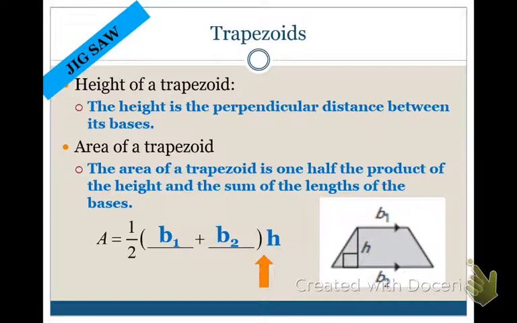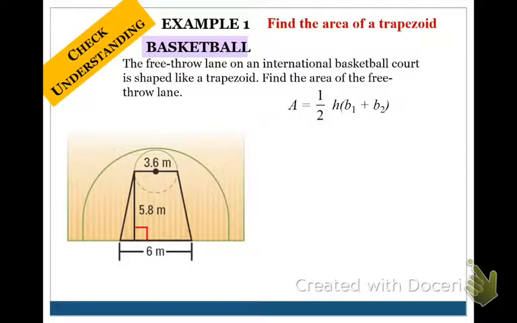Any questions? All right, let's apply it. Let's do an example. So here we have a basketball lane. The free throw lane in a national basketball court is shaped like a trapezoid. Find the area of the free throw lane. All right, so we have our area formula, 1/2 base 1 plus base 2 times the height.